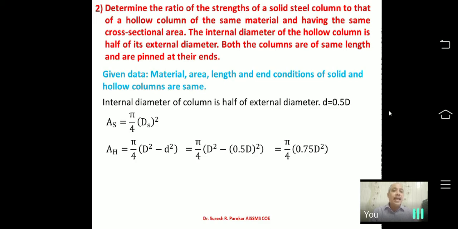Now, but the given area is the same. So I will equate A S equal to A H. By equating this, we are going to get the relationship between the diameter of the solid column and the external diameter of the hollow column. Once we get this relationship, we can easily find the ratio of the strength. So pi by 4 d s square equals pi by 4 into 0.75 D square, and that gives me d s equal to 0.866 capital D, the relation between these two diameters.